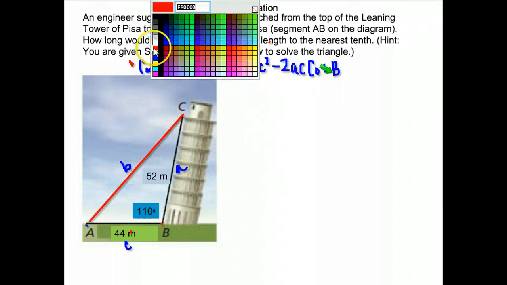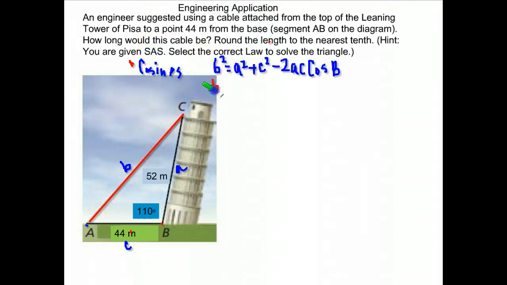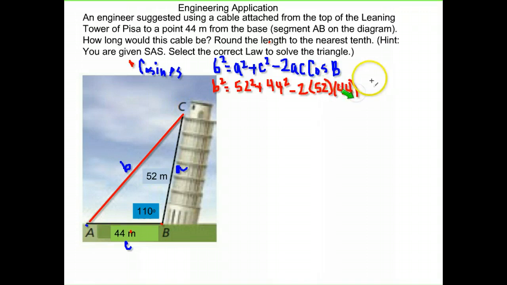Let's fill in the information that we know. Do we know our little b? No, that's what we're trying to find. Do we know little a? Yes, little a is that side that's 52, plus little c is the side that's 44 squared, minus 2 times those two sides multiplied together, 52 and 44, and then times the cosine of our angle, and this time we know our angle, it's 110.